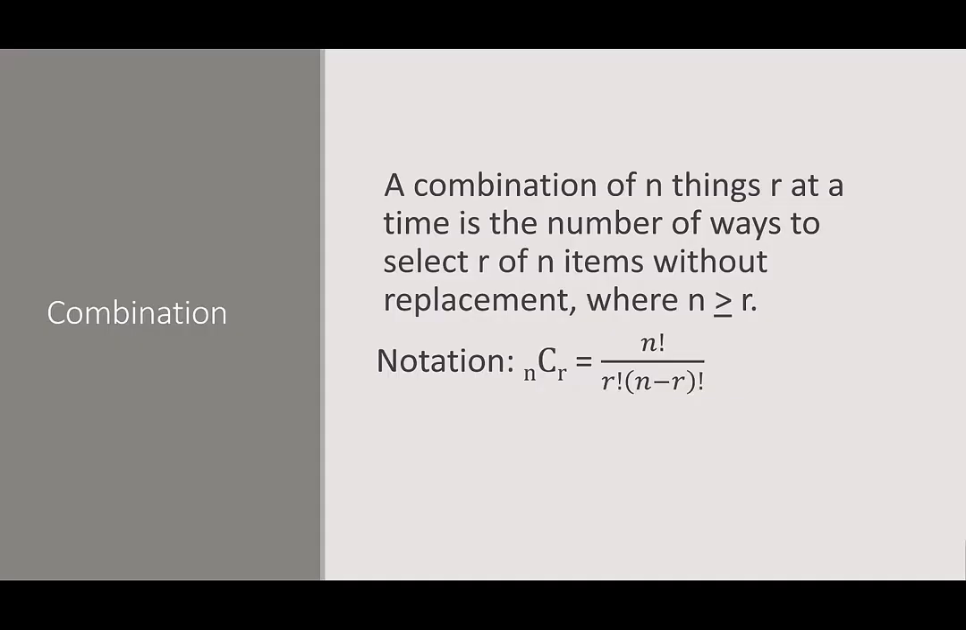So let's go back to what happens if order doesn't matter. Then we do a combination. A combination of n things taken R at a time is the number of ways to select R of n items without replacement, and again, n is greater than or equal to R. Our notation is now nCr, C for combination, and our formula is n factorial over R factorial times n minus R factorial. We divide by R factorial to take away the order.